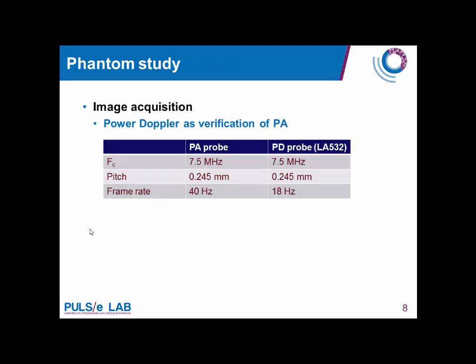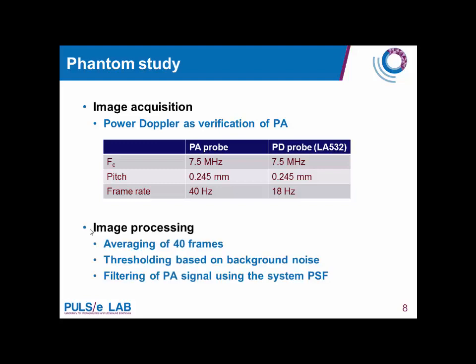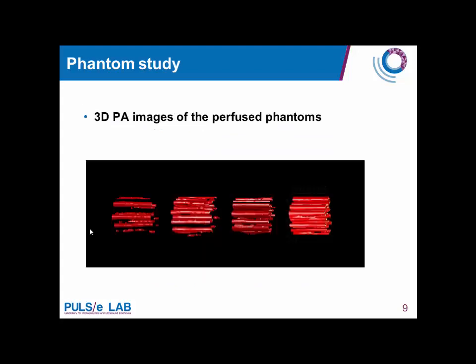We use power Doppler to verify our photoacoustic images. We use a different probe for the power Doppler ultrasound measurement, but it has the same acoustic specifications. For image processing, we use an average of 40 frames. We threshold our image based on the background noise, and we also filter using the system point spread function. Those are 3D images of the perfused phantoms. You see the channels in horizontal direction, and you see an increase of the number of channels.